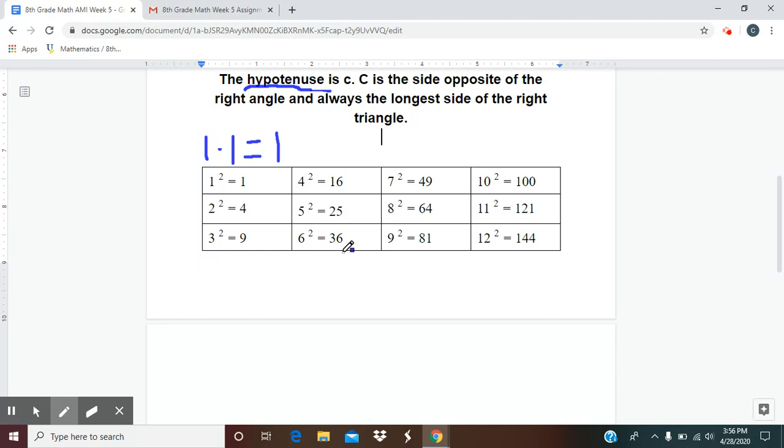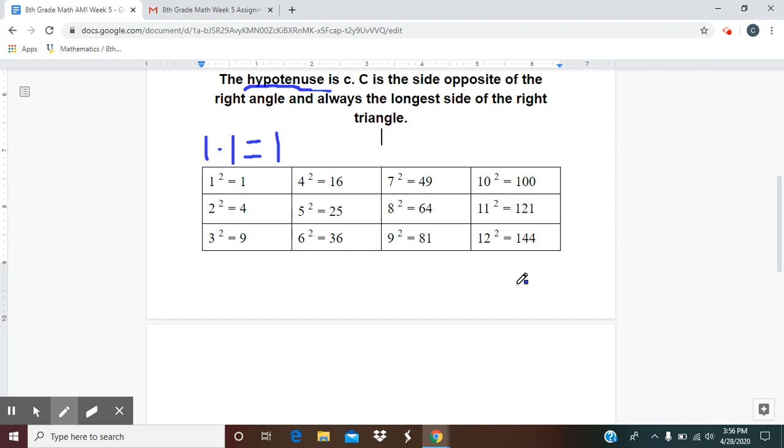6 squared is 36. 7 squared is 49. 8 squared is 64. 9 squared is 81. 10 squared is 100. 11 squared is 121. And 12 squared is 144. And this continues and continues and continues. I would recommend you probably make yourself a list all the way from 1 through 20 and keep it in your notes because it will become very useful to you in the next few lessons that we do this week and next week when we're going to start working more closely with this concept.